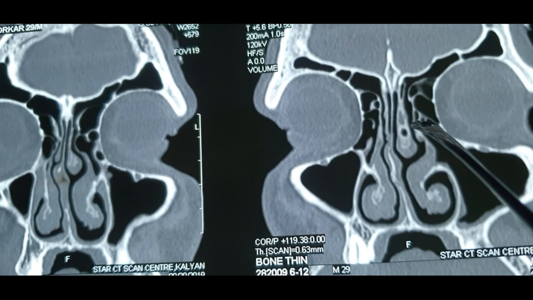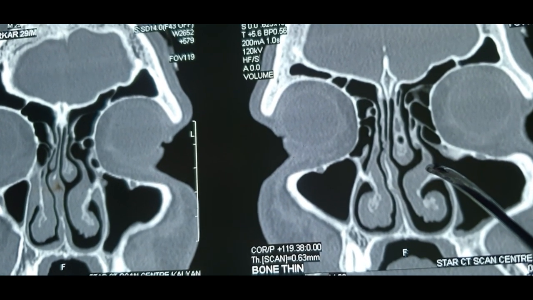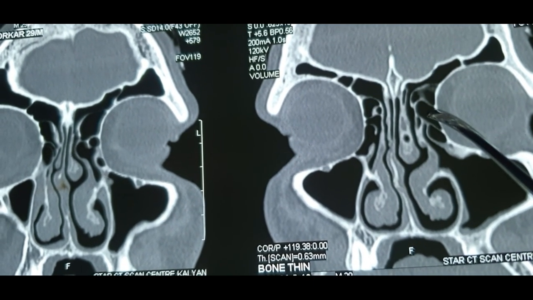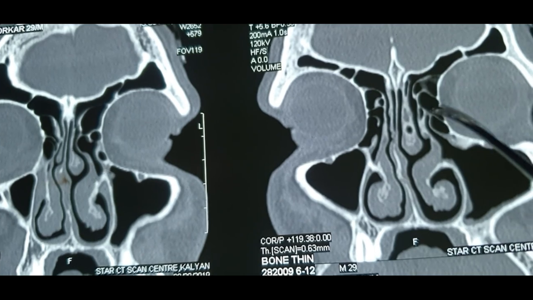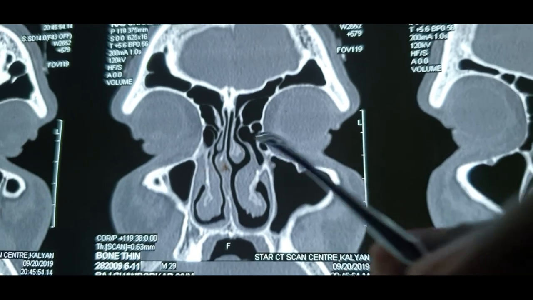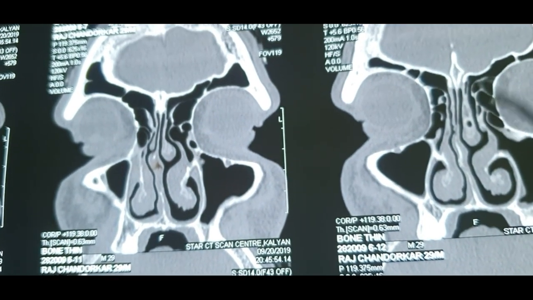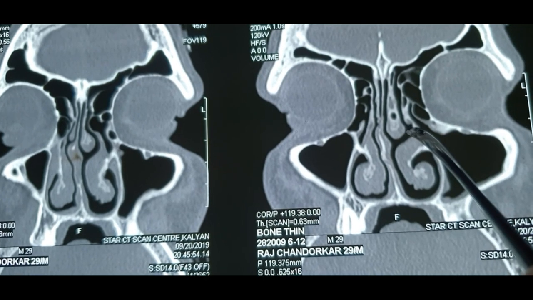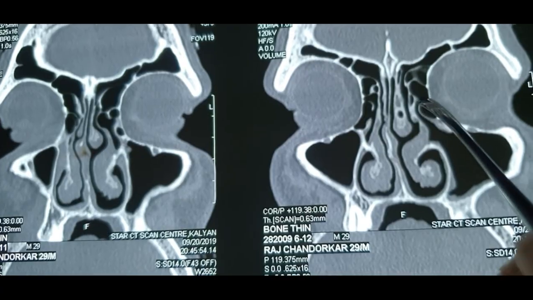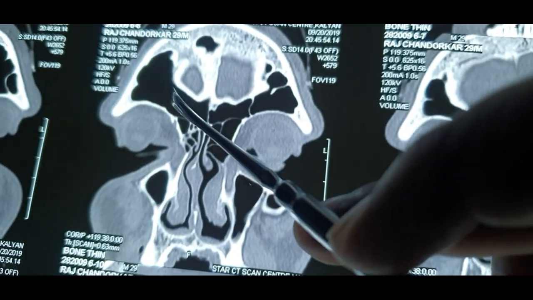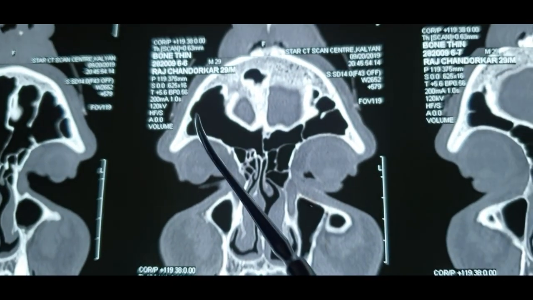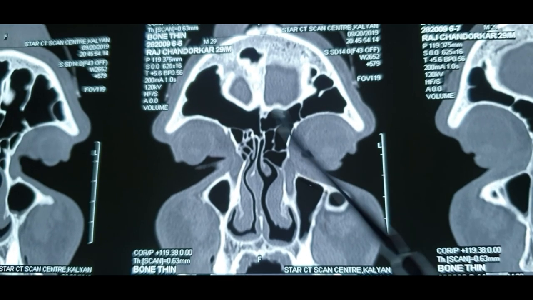If you keep on following posteriorly, now you can see the proper uncinate process, and what you see here is the bulla ethmoidalis. This is a region of the bulla ethmoidalis. So the area between the agger nasi and the bulla ethmoidalis is your frontal recess. So this is the uncinate process, and this is the bulla ethmoidalis. All this structure which you see above here, with the maxilla in view, this is the supraorbital cell.